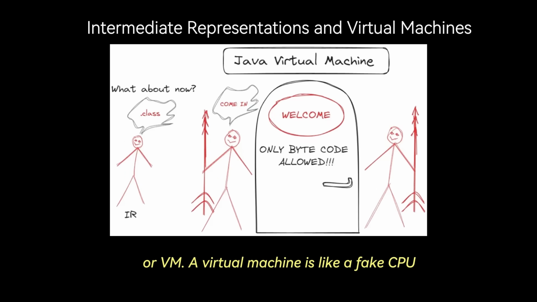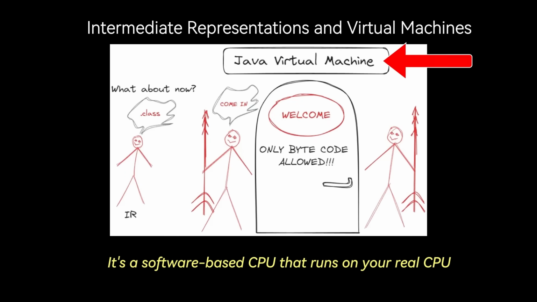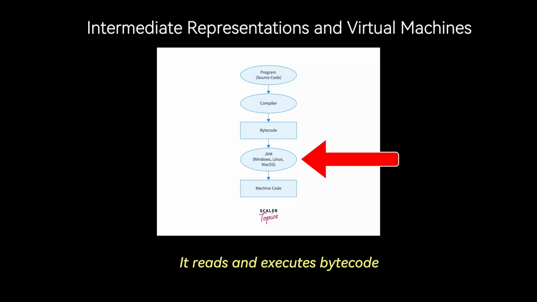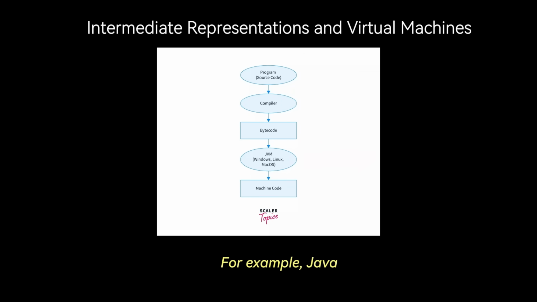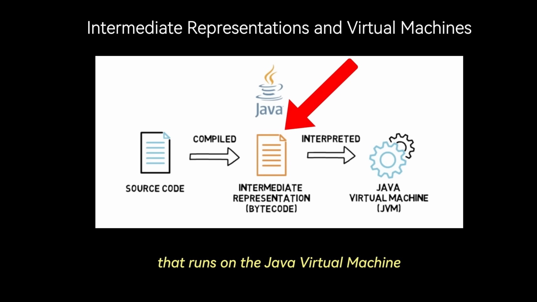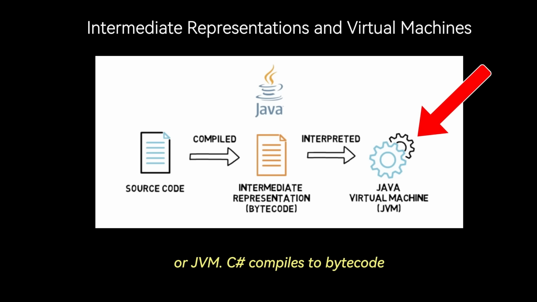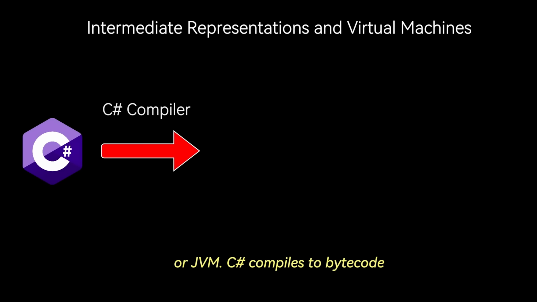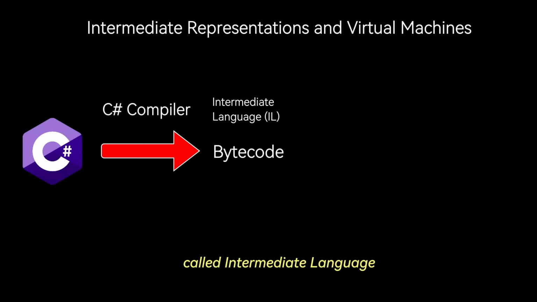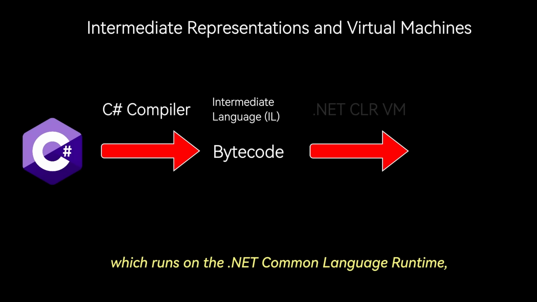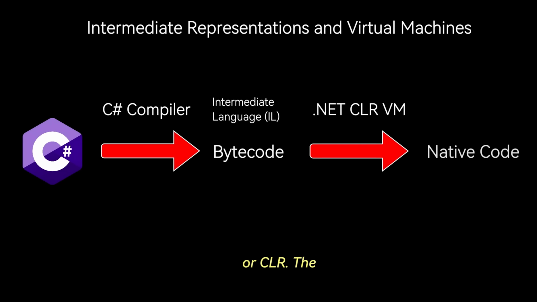A virtual machine is like a fake CPU. It's a software-based CPU that runs on your real CPU. It reads and executes bytecode just like a real processor executes binary instructions. For example, Java compiles to bytecode that runs on the Java Virtual Machine or JVM. C# compiles to bytecode called Intermediate Language or IL, which runs on the .NET Common Language Runtime or CLR.